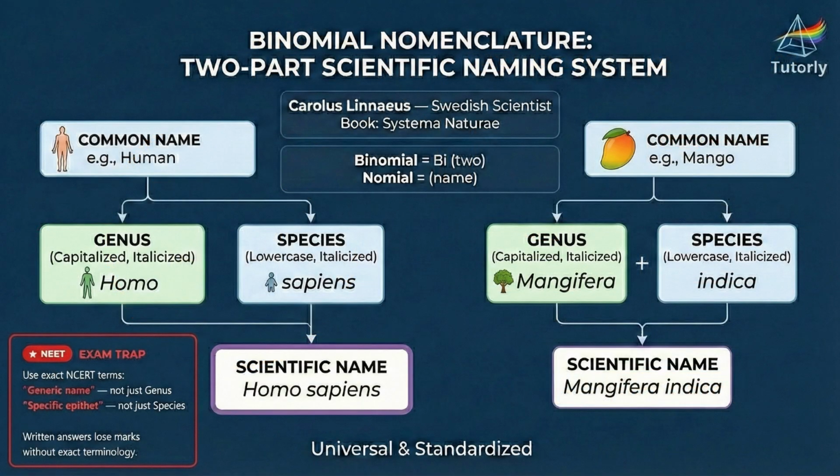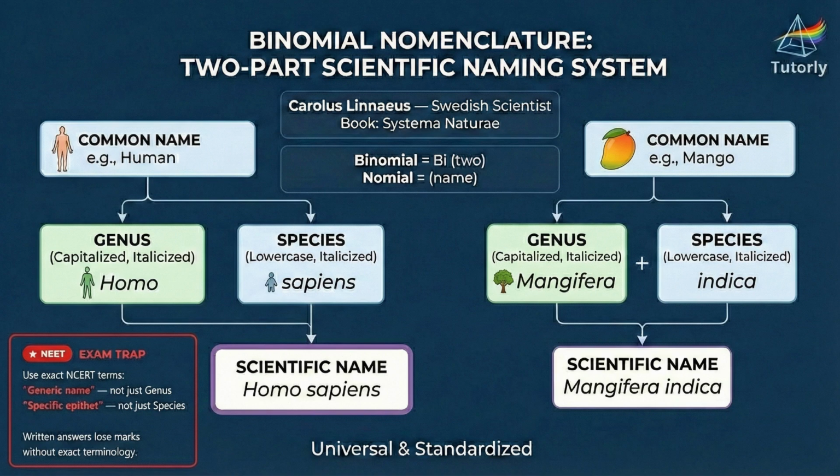The universal naming system was created by a Swedish scientist named Carolus Linnaeus. He published a landmark work called Systema Naturae and gave the world the binomial nomenclature system, which is still used today. Bi means 2, nomial means name. So every organism gets exactly 2 words as its scientific name.